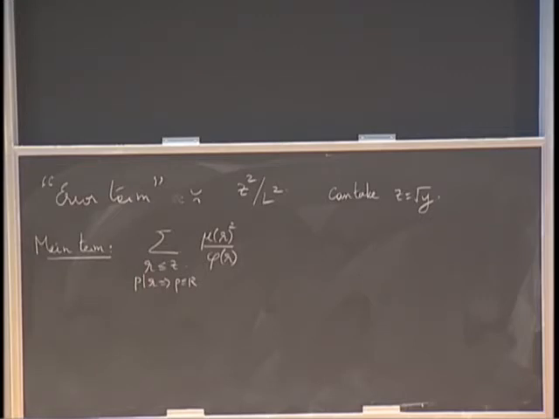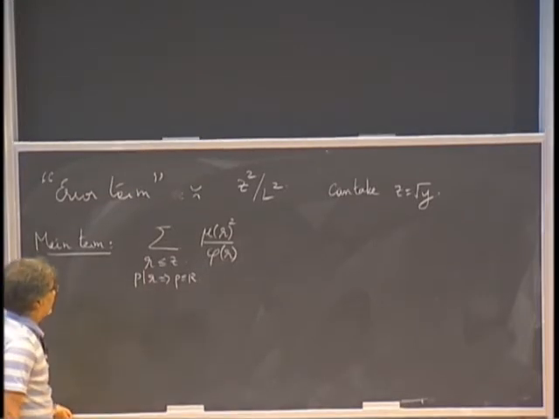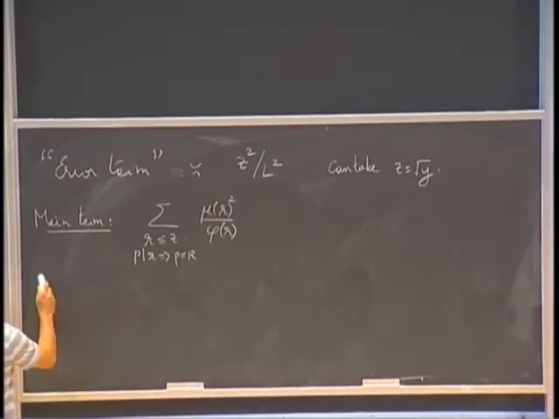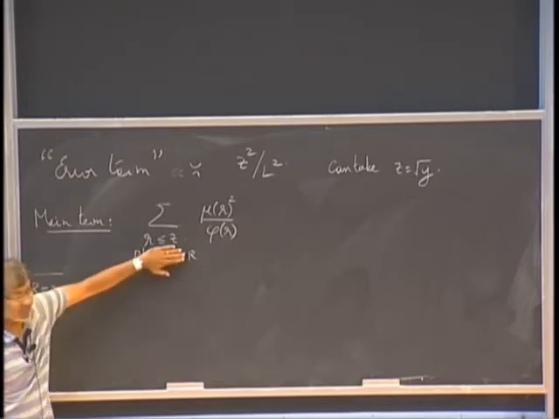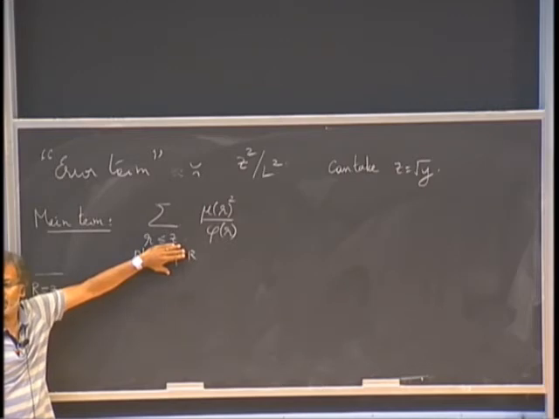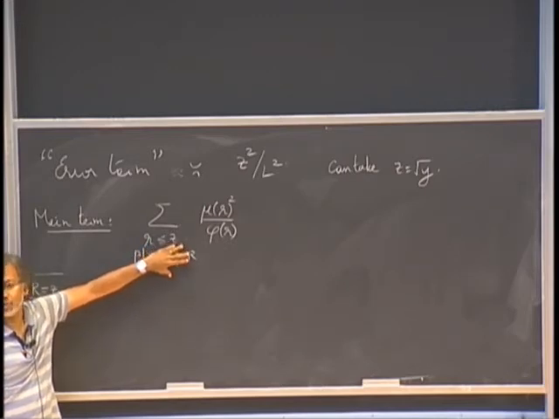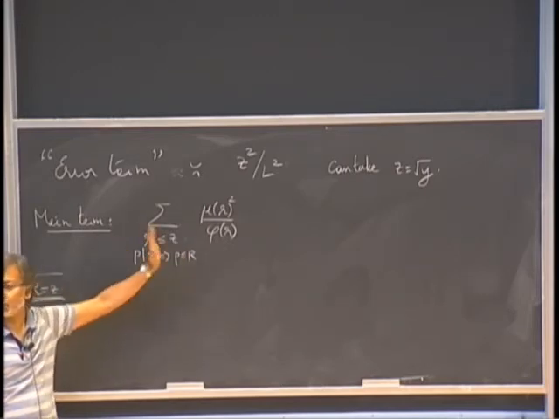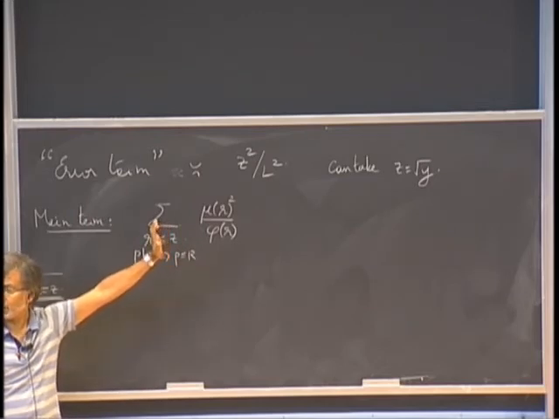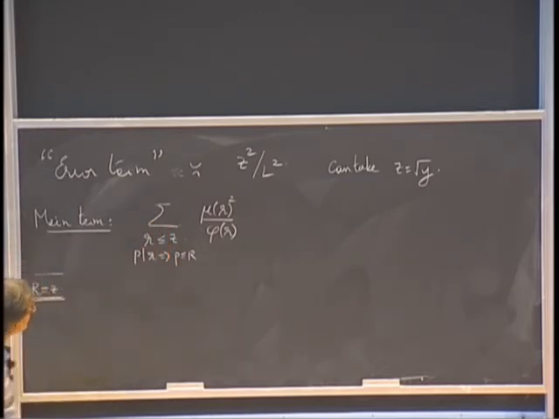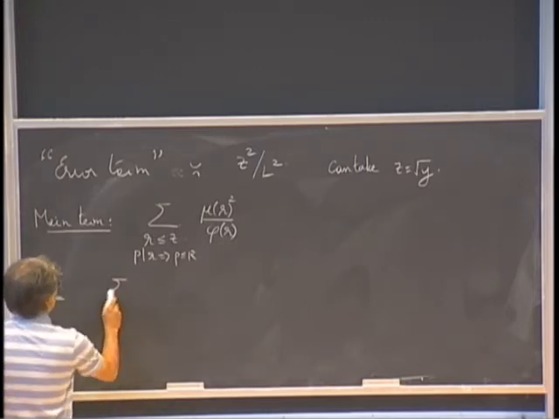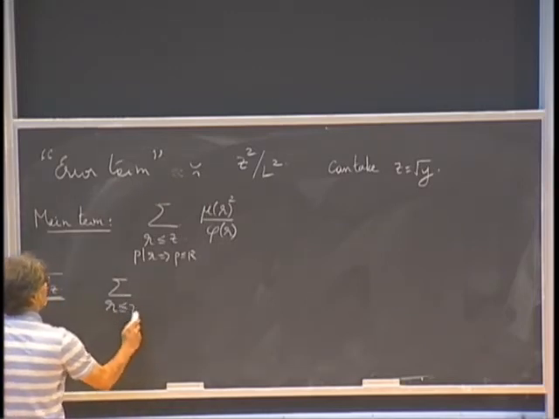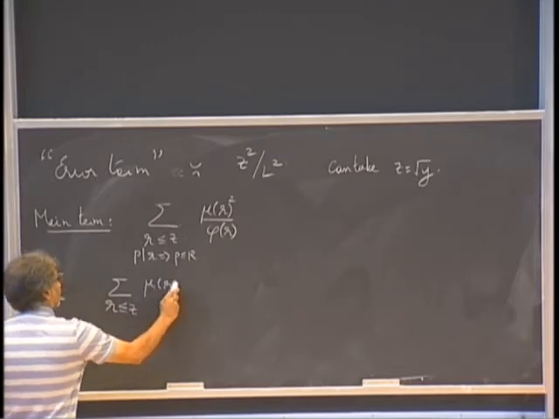Now let me make a first simplification. Let's assume that R is like z or bigger than z, so that I can forget about this condition. Okay? If I'm interested in actually getting my upper bound for primes, I could take capital R to be z. There's no problem with doing that. So in this case, I want to evaluate this sum, r up to z, of mu of r squared over phi of r.